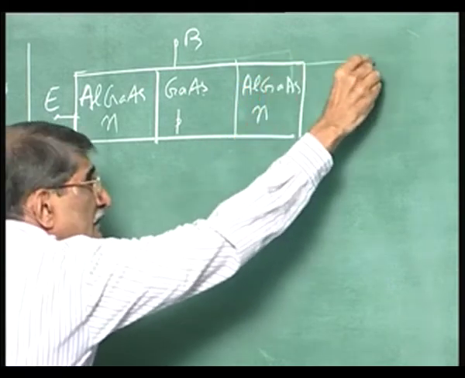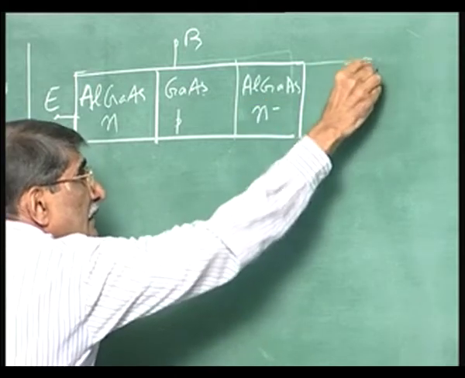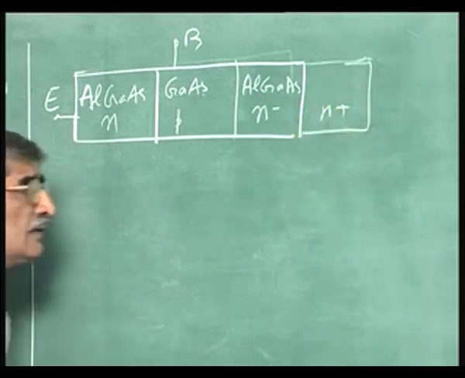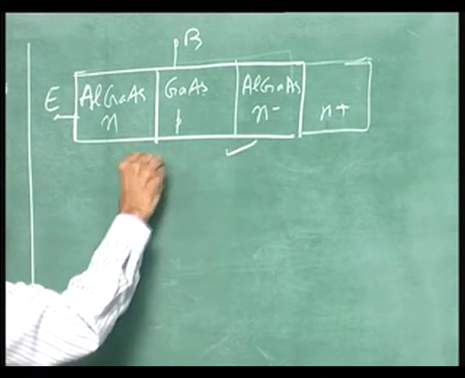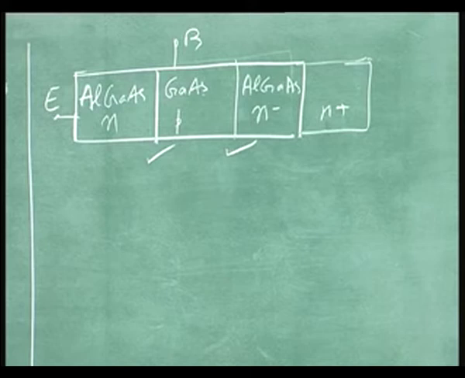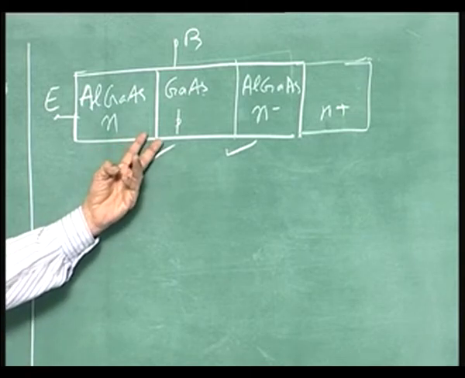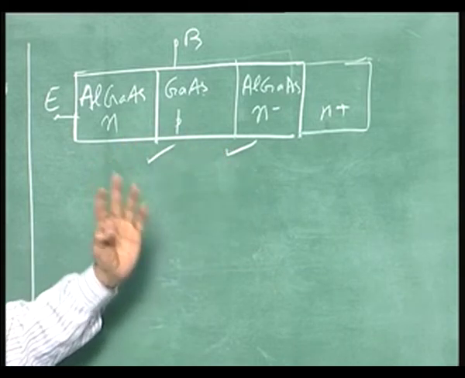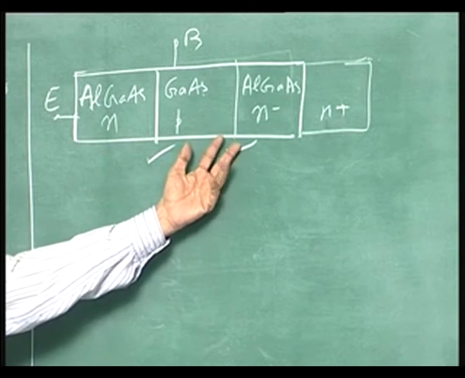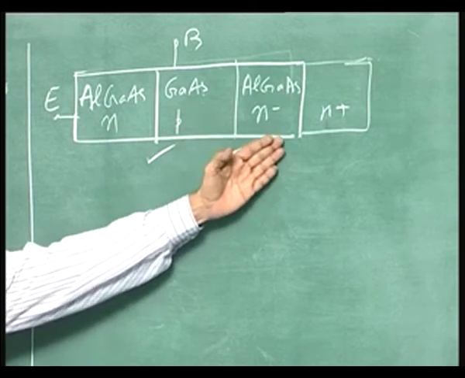On that you can have, this may be N minus, and then you have an N plus layer. The N plus layer can be gallium arsenide, but the main thing is this junction and this junction both are heterojunctions. What is the merit of this? The merit is whatever you gain here, you gain here also. When the transistor is in the active region, it is not a big role, because this layer will be depleted.